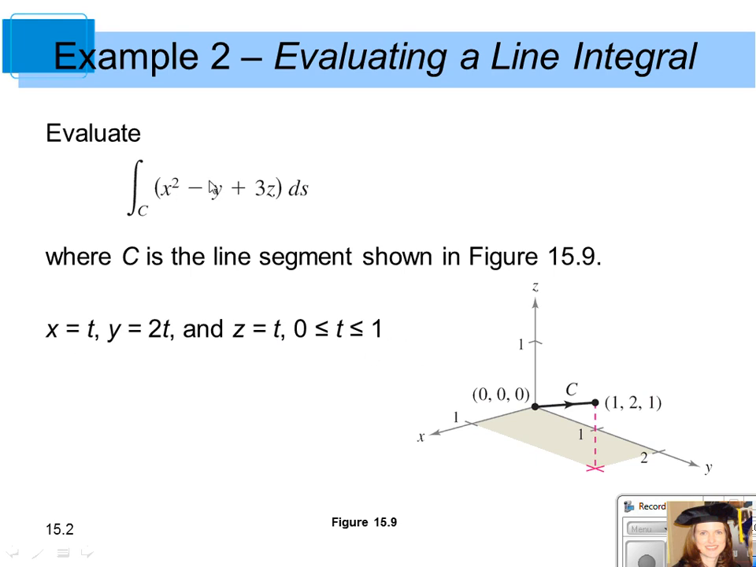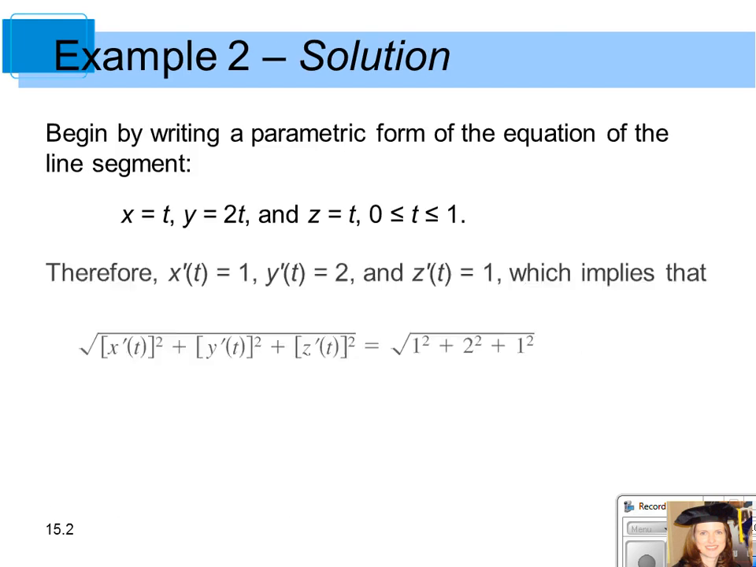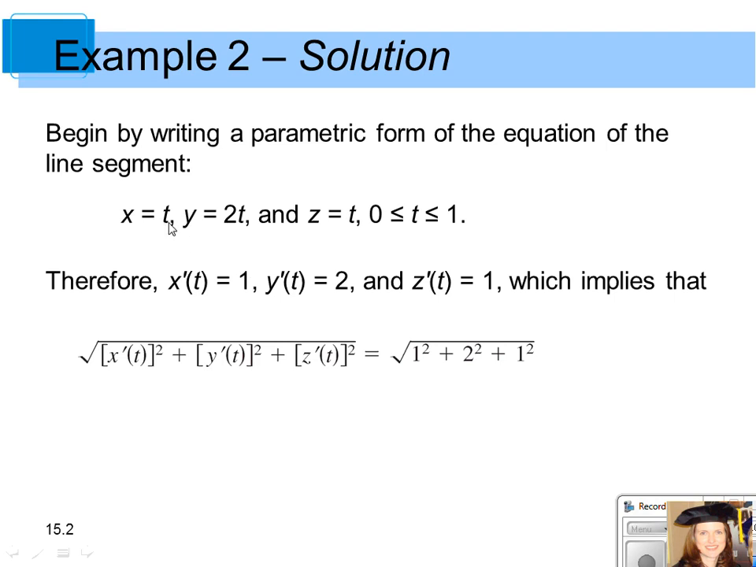So you're going to replace every x in this line integral with t, replace y with 2t, and replace z with t. But then this ds is going to be found by taking the derivative of each of these in the path, and then taking the square root of each of those components squared and added together. And your bounds of integration are going to go from 0 to 1. Okay, so if you take those derivatives, the derivative of t is equal to 1, the derivative of 2t is equal to 2, and the derivative of t is equal to 1. And when you plug it into this and simplify, you get the square root of 6.